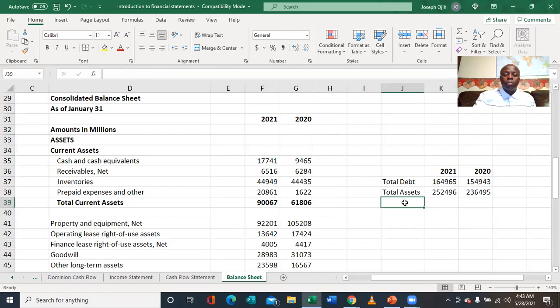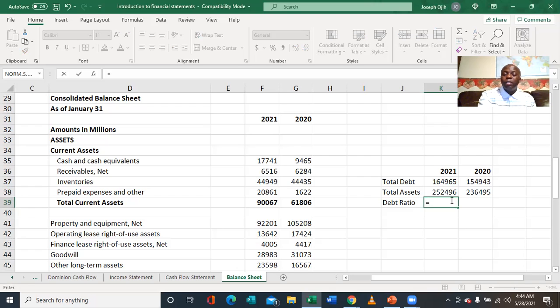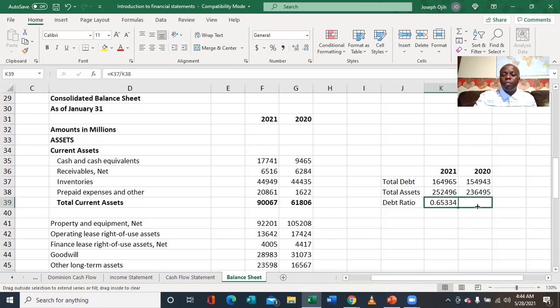Now, let us calculate the debt ratio. Okay. So it simply means whenever you are doing calculations in Excel, remember to put the equal sign first to put Excel on a ready mode. Total debt divided by total assets. Okay. And then you press the enter key, that gives you the debt ratio for Walmart.